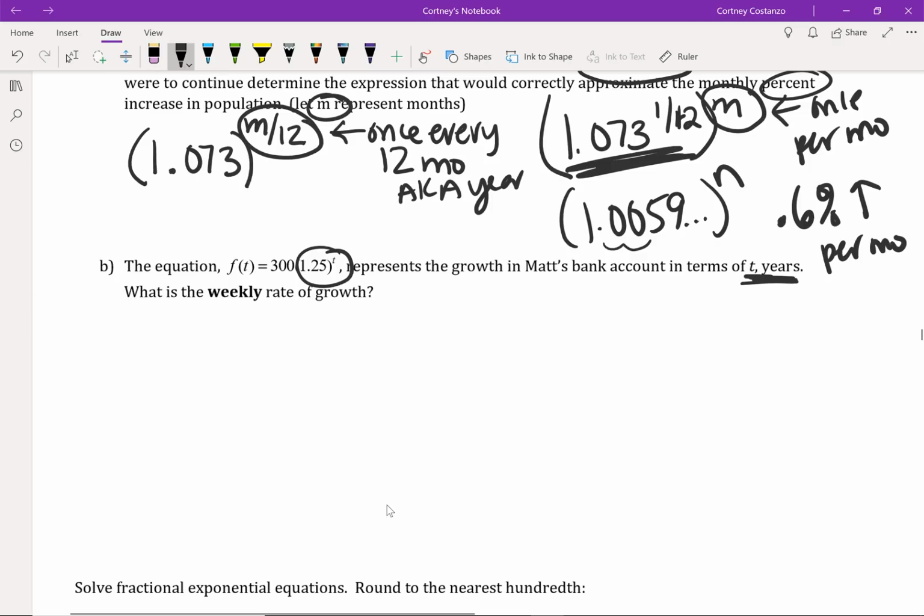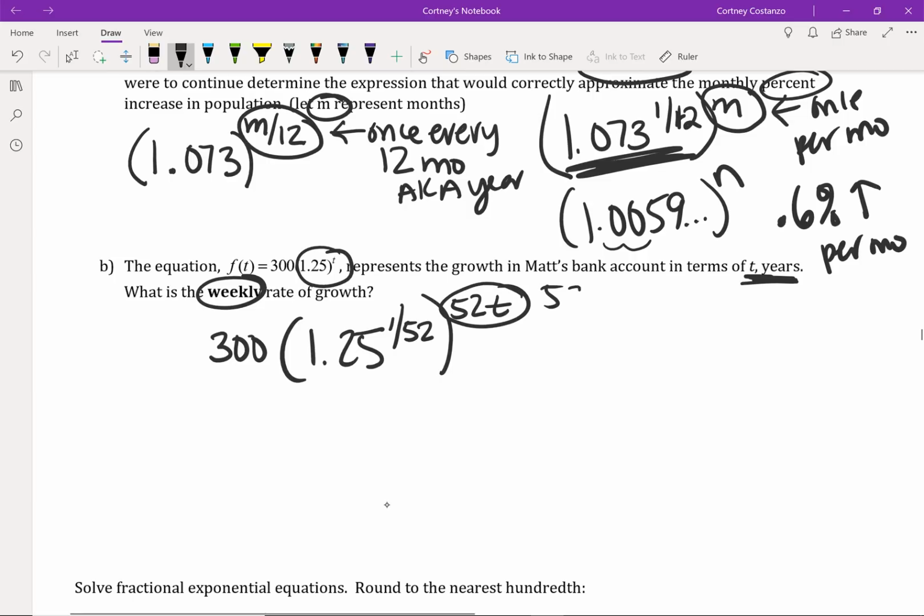So this is where you actually balance the equation. And if you want to balance it, since I want to create a smaller increment of time, weekly is smaller than yearly, I'm going to bring in a 1/52nd, because there's 52 weeks in a year. And to balance that, I put a 52 on the outside. This means 52 times per year, which is weekly. This is going to give me my weekly growth rate.